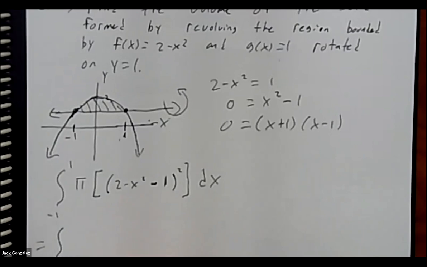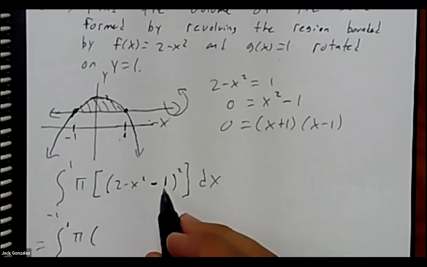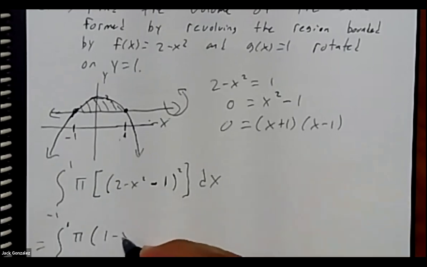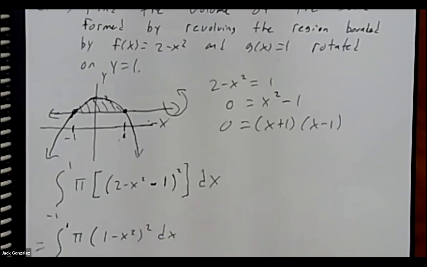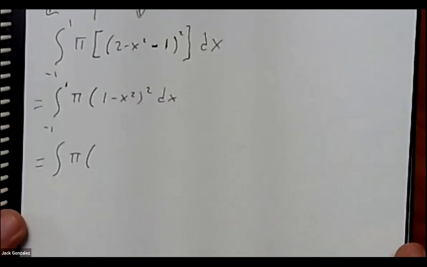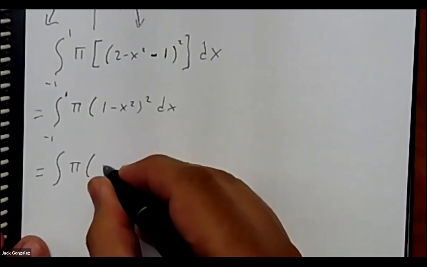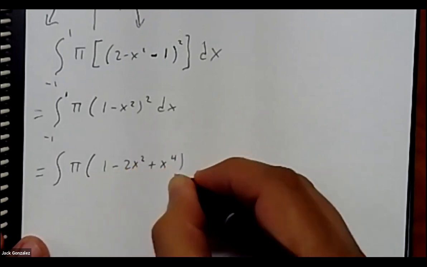So at this point, it's just integrating, and I believe you can integrate this no problem, right? This will be 2 minus 1, which is 1. So that's really this guy here, which will give us 1 minus 2x squared plus x to the 4th.